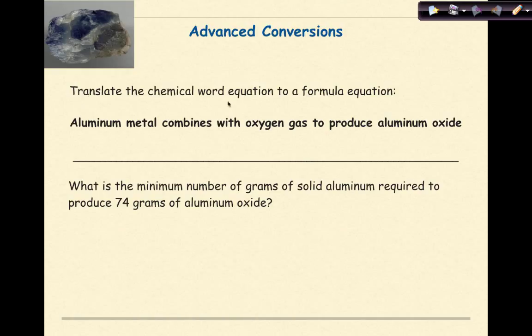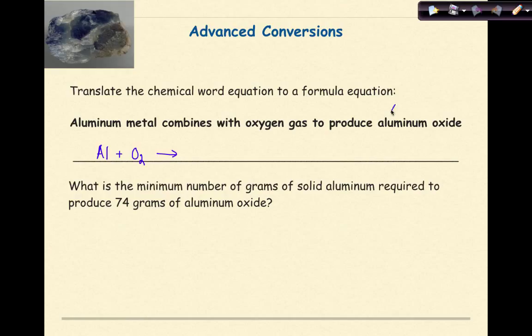Translate the chemical word equation to a formula equation. Aluminum metal combines with oxygen gas to produce aluminum oxide, and we see a sample of aluminum oxide up here. So aluminum metal we're going to represent as Al. Combines with is our plus sign. Oxygen is O2. To produce, arrow, and aluminum oxide.